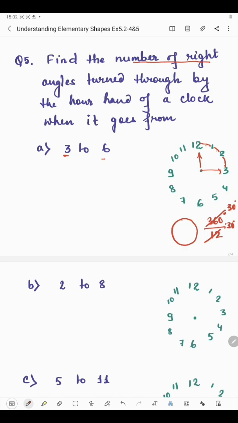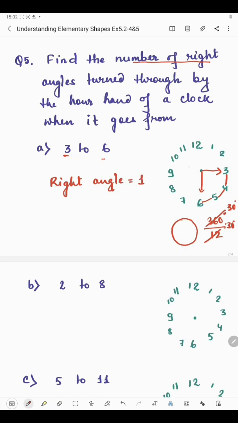Now here in the first part we have 3 to 6. Our hand is at 3 and it moves from 3 to 6. Now here we can see that one part is 30 degrees, right? So 3 parts means 90 degrees. So 3 to 6 means how many right angles? It's one right angle. Is it clear?